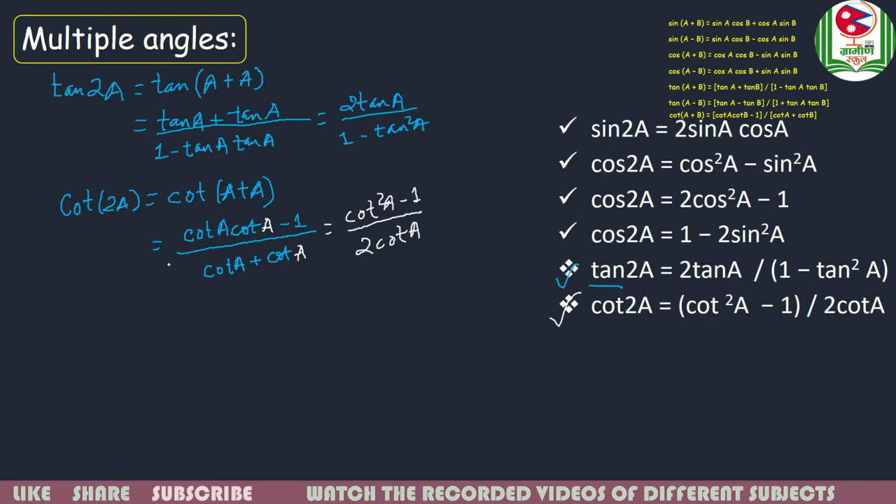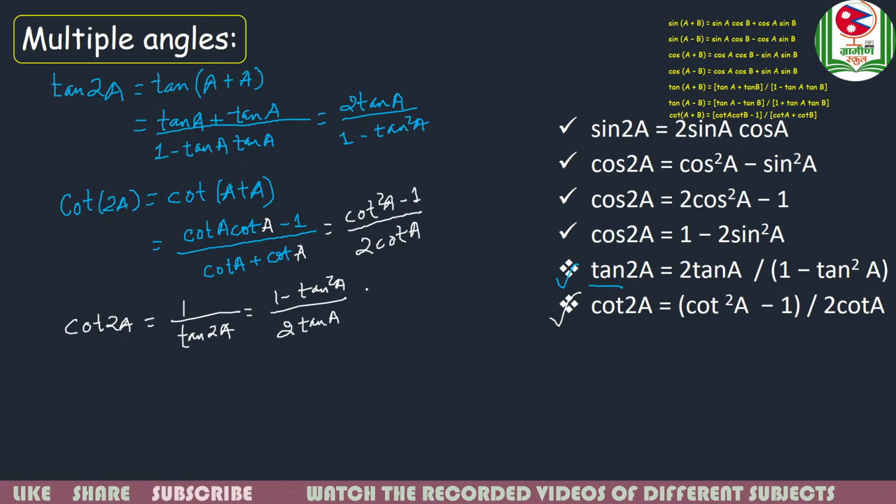And the next way is how we will find out, by reciprocating this tan 2a. So cot 2a can be written as cot 2a equals 1 upon tan 2a. And what is the formula for tan 2a? Tan 2a is 2 tan a upon 1 minus tan square a. So on reciprocating this tan 2a, the result will be 1 minus tan square a upon 2 tan a.